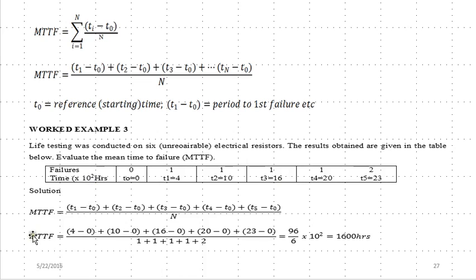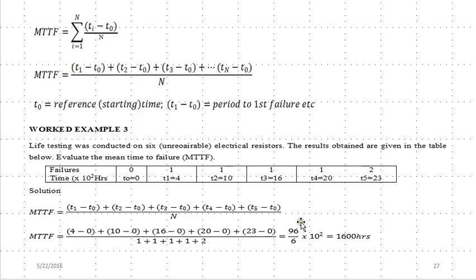Now, for me to find the mean time to failure, I will say T1 minus T0 plus T2 minus T0 up to T5 minus T0, because that's the last thing I have, all over n, and my n should be this failure 1 plus 1 plus 1 plus another 1, and here is 2. So I will say 4 minus 0 plus 10 minus 0 plus 16 minus 0 plus 20 minus 0 plus 23 minus 0 all over 1 plus 1 plus 1 plus 1 plus 2, which is 6.